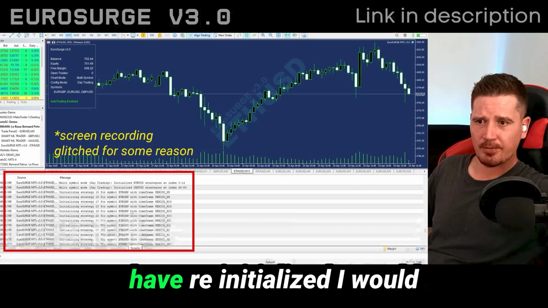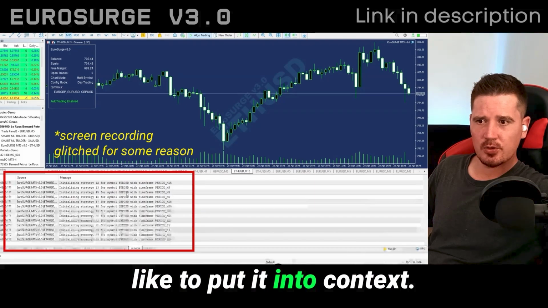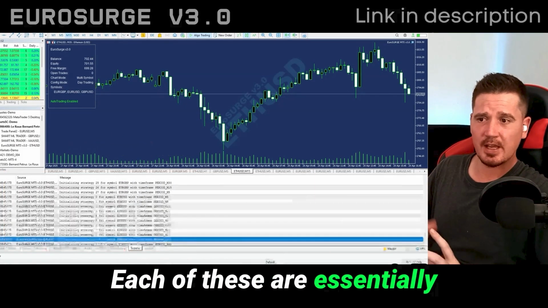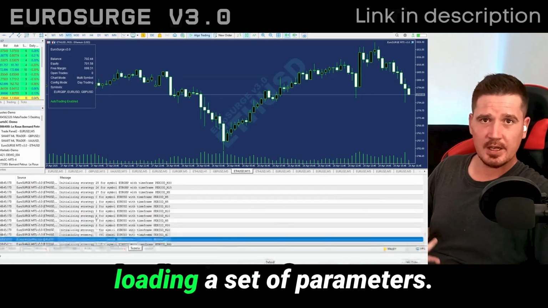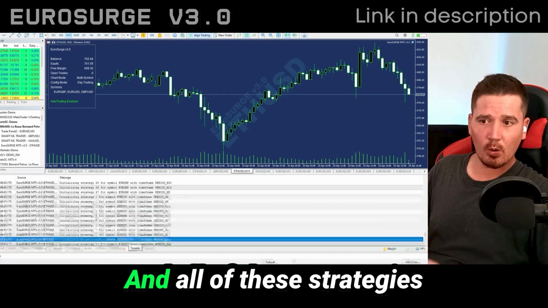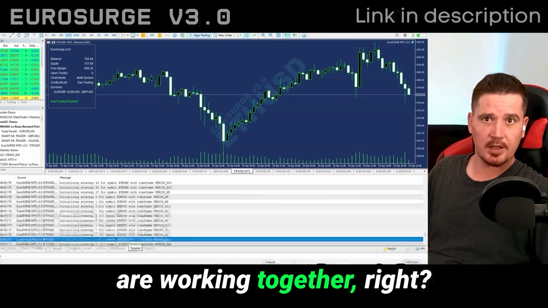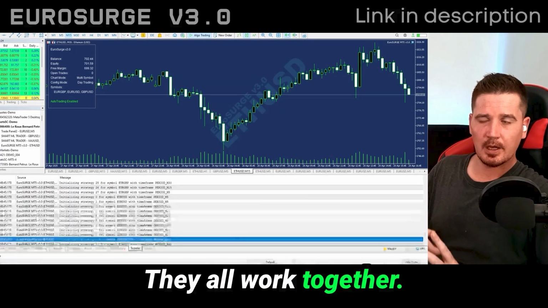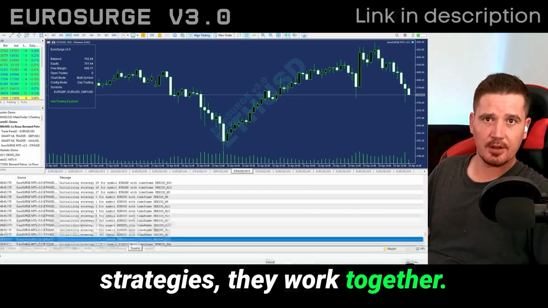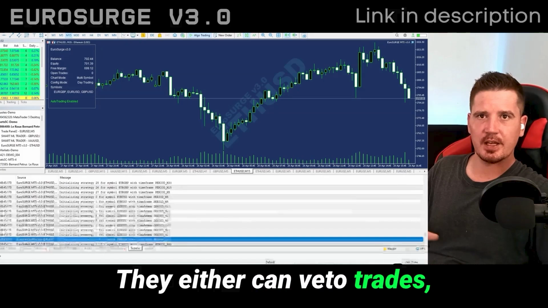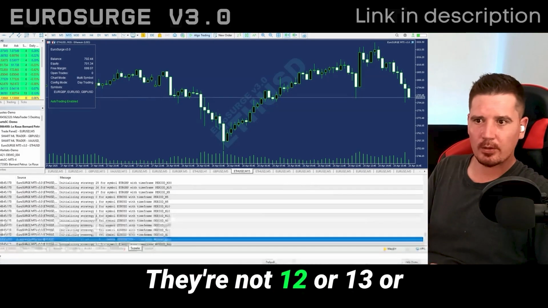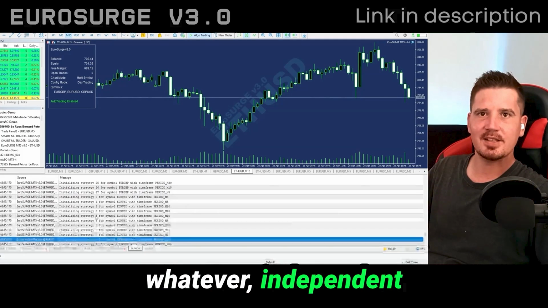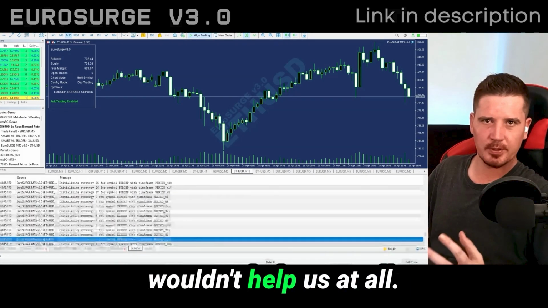Once again, now that these have reinitialized, I would like to put it into context. Each of these are essentially a chart that's opened in the background at a particular time frame, loading a set of parameters, and all of these strategies are working together, right? They all work together. Every single one of these strategies, they work together. They either can veto trades, they can allow trades. It's designed for them to work together. They're not 12 or 13 or whatever independent strategies, because that wouldn't help us at all.